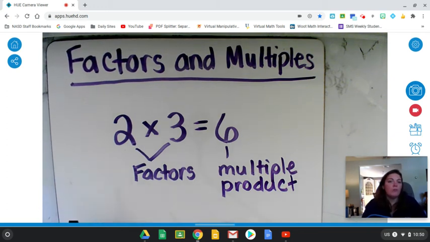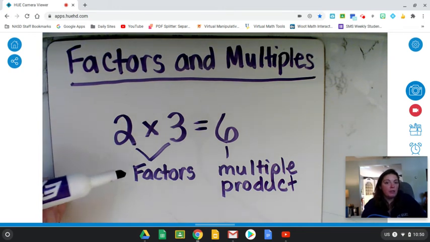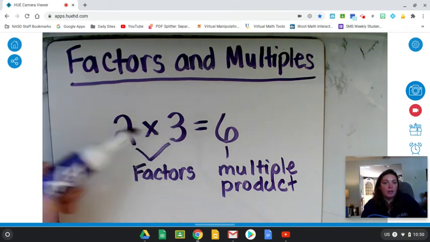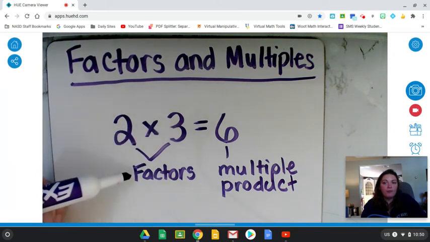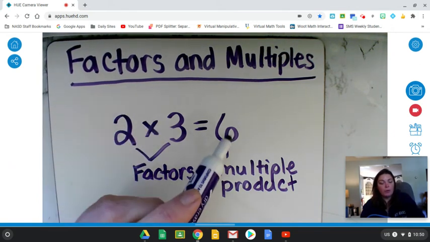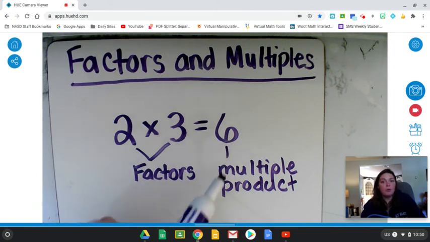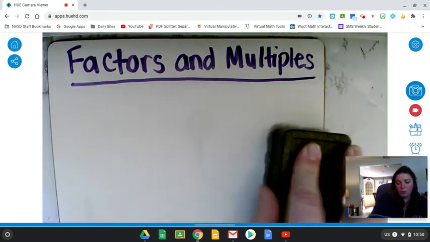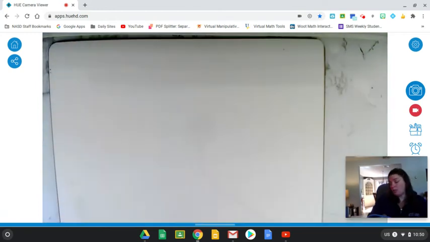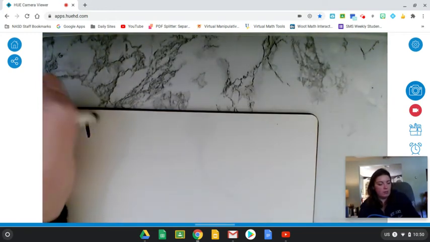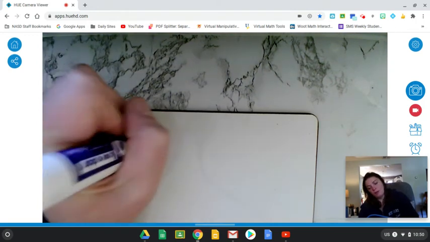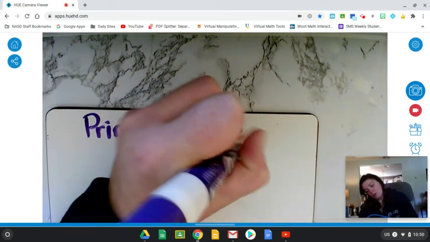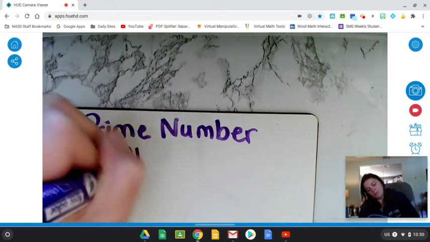So when we talk about a lot of the things in this chapter, you're going to need to be familiar with these terms. Again, the numbers that you multiply together are called factors. What you get is a multiple or product. When we think about factors and multiples, some other words that we might hear are things like prime numbers and composite numbers.